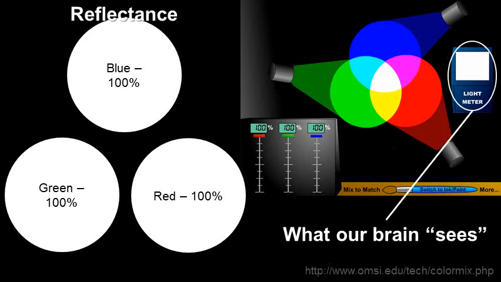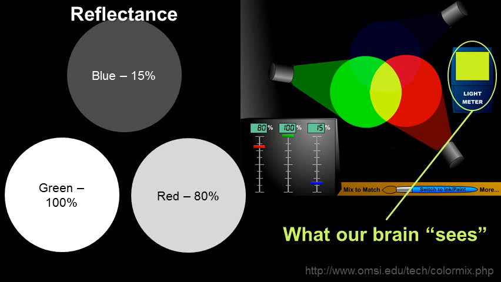Now, if we adjust the energy just slightly, you can see that the color our brain actually sees is much different. In this case, we're seeing a bright green because the green portion of the 3 bands is most greatly reflected, whereas the blue is the least reflected.